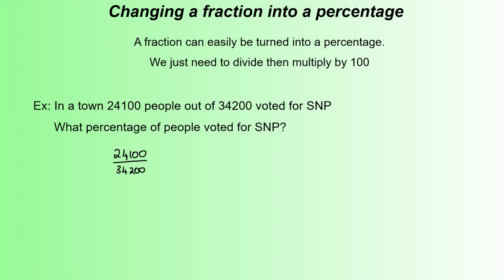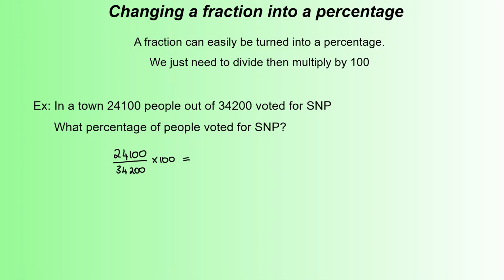Once we've got a fraction, all we have to do is multiply that by 100 to convert it into a percentage. If we divide the fraction, that will give us the decimal. To convert the decimal into a percentage, we multiply by 100. So 24,100 divided by 34,200 times 100 gives you 70.4678 and so on.